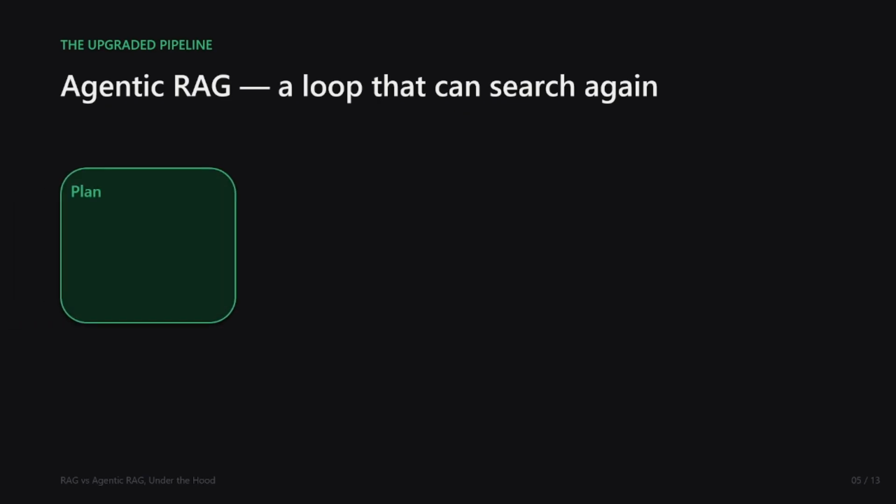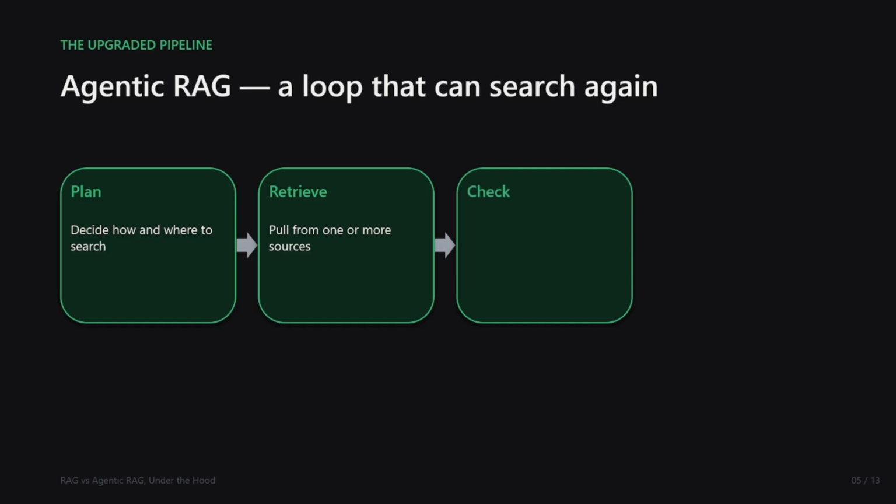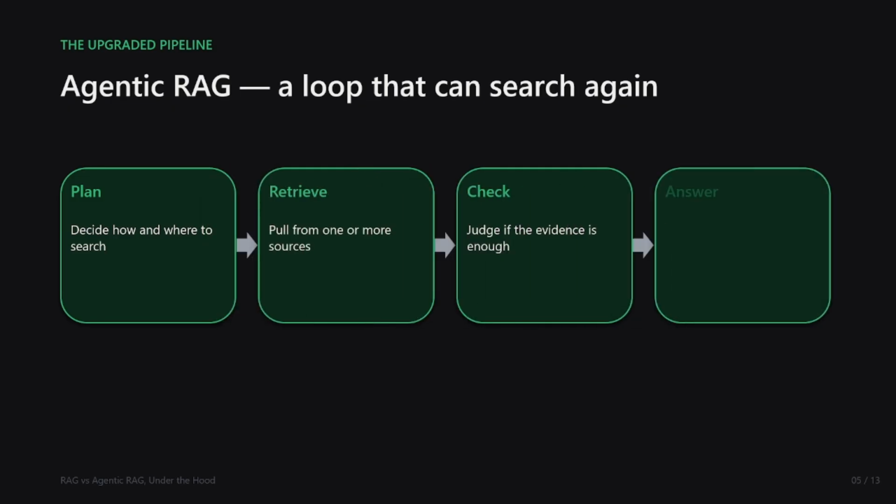Instead of immediately searching once, it first plans how to search, then it retrieves information from one or more sources. After that, it checks whether the evidence is enough to answer the question properly. Only when it is satisfied does it generate the final answer. If the evidence is weak, it goes back, changes the plan, and searches again.